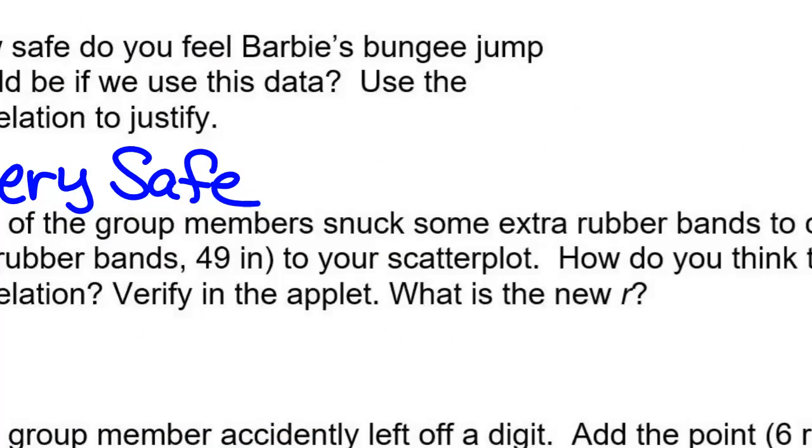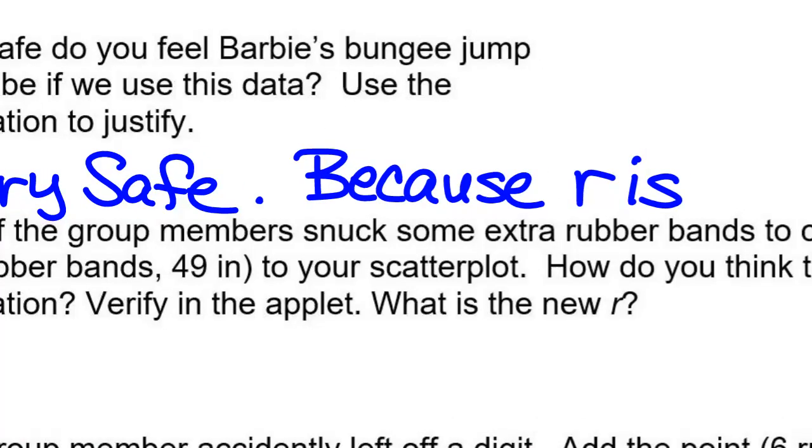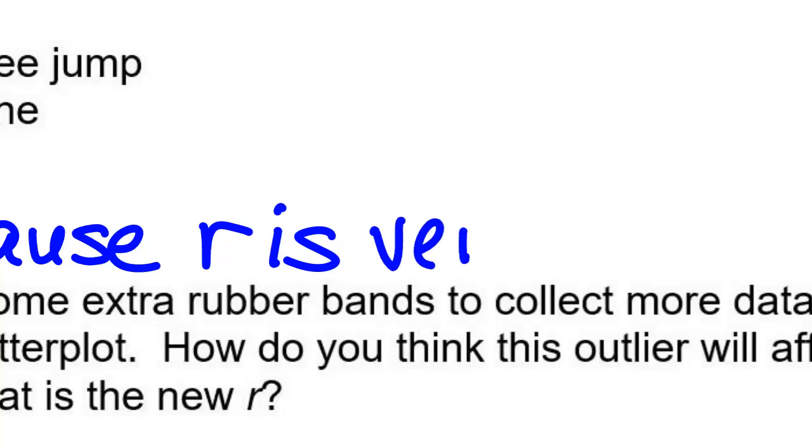So very safe, because R is very close to 1. Yep.